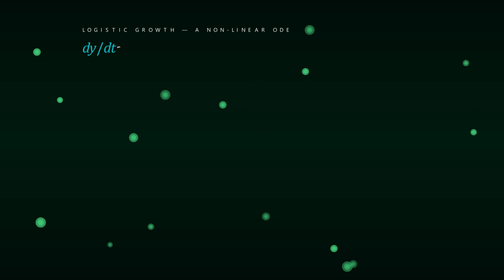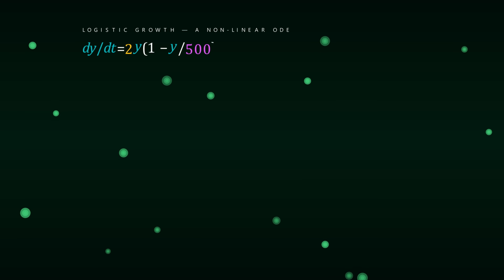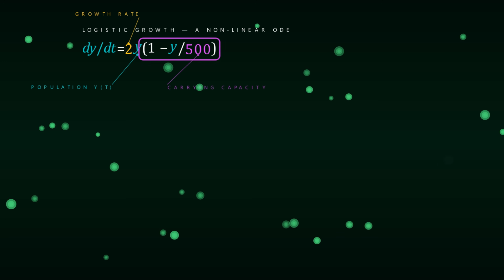Here is a nonlinear ODE in action, the logistic growth equation. dy over dt equals 2y times 1 minus y over 500. This describes a bacterial population, y, growing over time. The term 2y captures exponential growth. The more bacteria present, the faster they reproduce. But the term 1 minus y over 500 introduces a carrying capacity of 500. As the population approaches 500, growth slows. Exactly at y equals 500, the growth rate is 0.